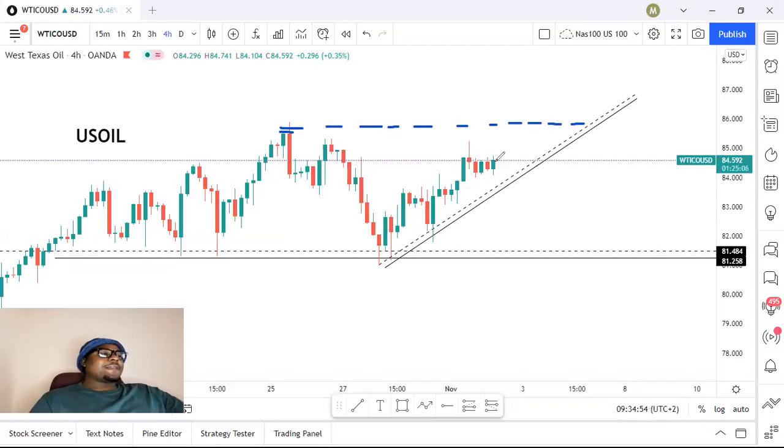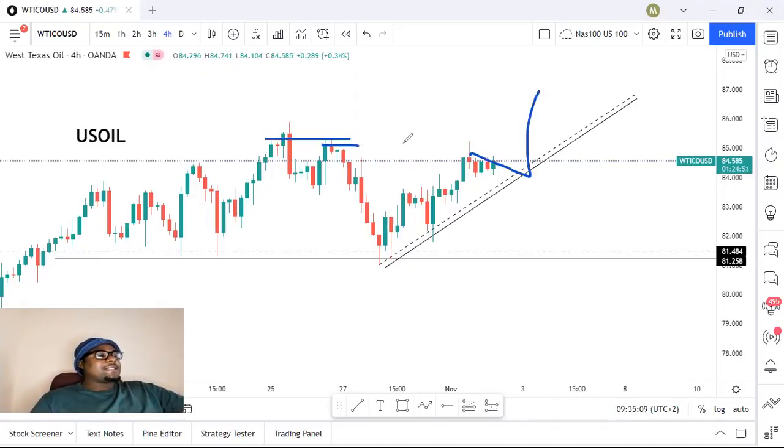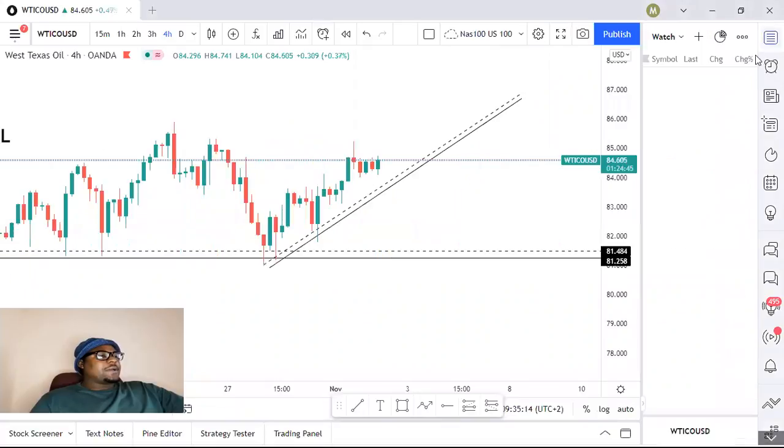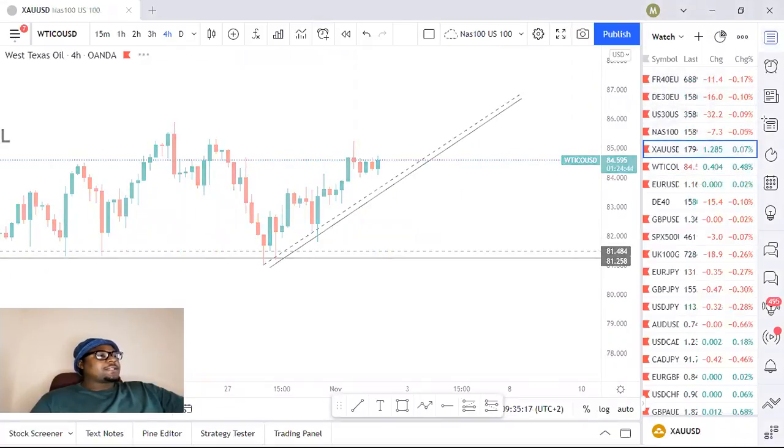A resistance is when the market comes and bounces 3 times there, then we can say, okay, the market is respecting that area. But if the market is not doing that, no, it's fine. We're still going to say we're going to buy until we see something respecting this area. But at the moment, I don't see that, right? So let's go to the next one, which is gold.